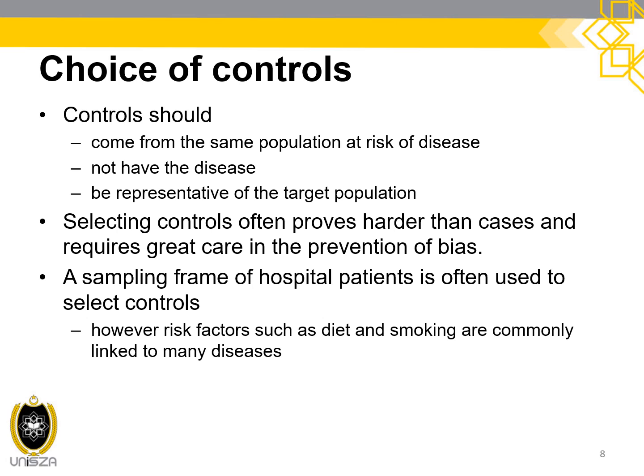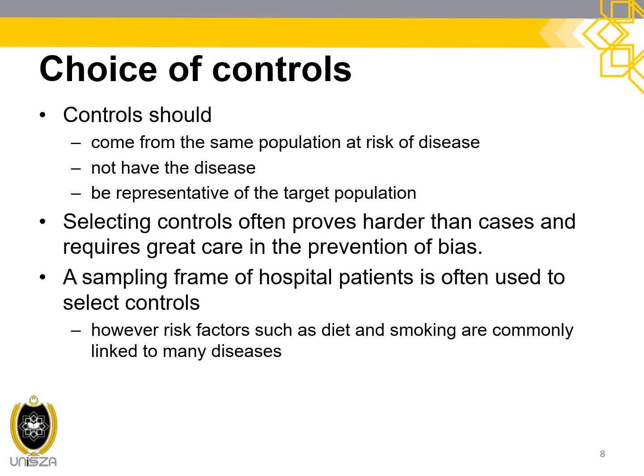There are also a few concerns when we choose controls. Controls should come from the same population at risk of disease. Controls should not have the disease, meaning that they are healthy, and they should be representative of the target population. Selecting controls often proves harder than cases and requires great care in the prevention of bias. A sampling frame of hospital patients is often used to select controls.